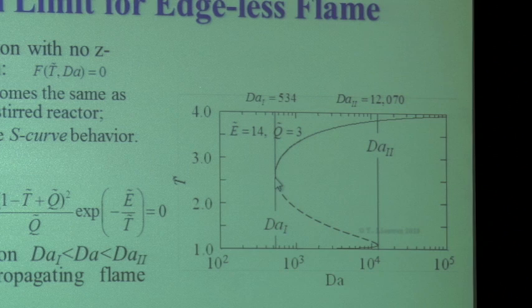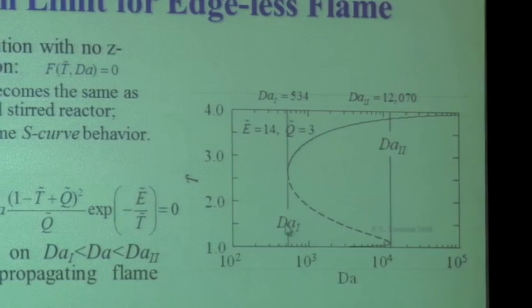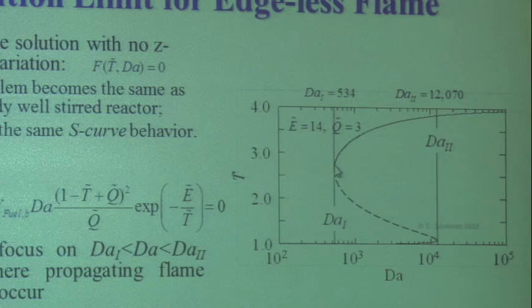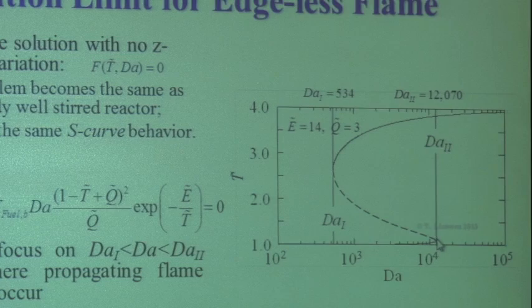There's some critical Damköhler number, Da subscript I. To the left of that, you only have the frozen solution. This Damköhler number corresponds to an ignition boundary where it's possible to have ignition. You also have this branch to the right of it, where it's only possible to have essentially near equilibrium solutions. Excuse me, I said ignition. This is where ignition occurs. This is where extinction occurs.